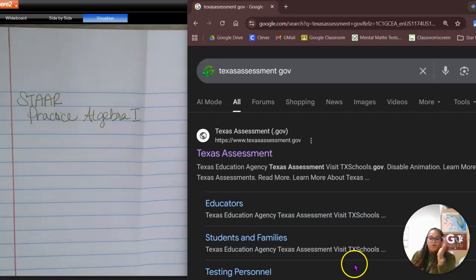Hi guys, I am going over some of the practice STAAR test for STAAR crunch time. I just wanted to show this to parents and students so y'all can practice a few questions from now until April 23rd. We're about a month out, so this is the opportune time to practice.